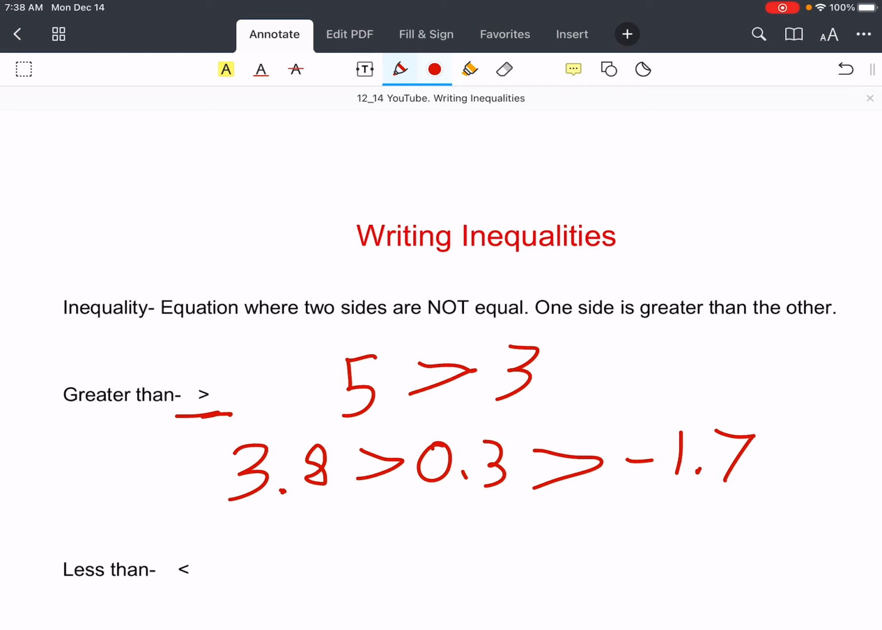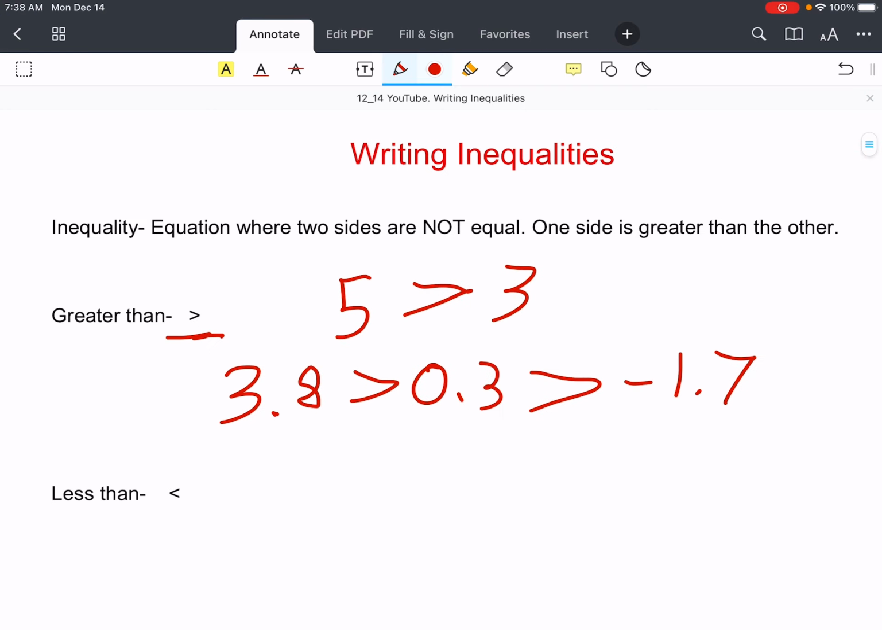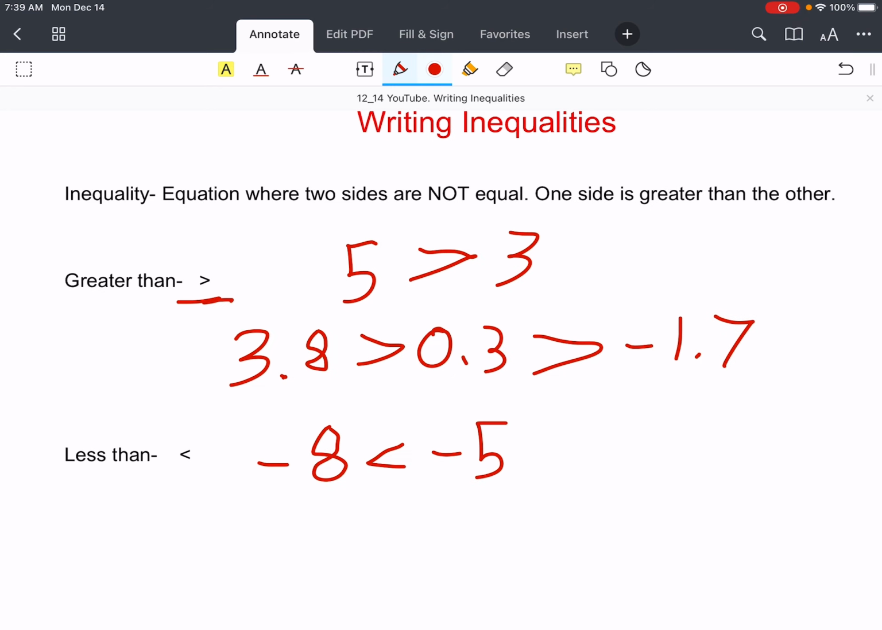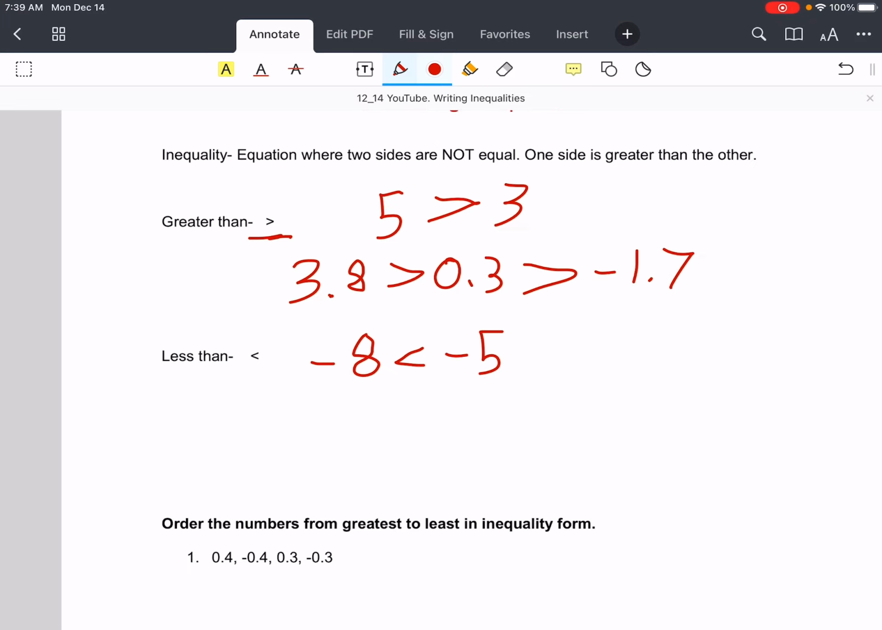The opposite of that, of course, is less than. And when we read these inequalities from left to right, that means that the smaller numbers are going to be on the left. So we could say that negative 8 is less than negative 5. And the alligator mouth is eating the negative 5. You'll have a bunch of problems to practice these situations, but it's important to know that the alligator is going to eat the bigger number, and that when we read these inequalities, we read them from left to right. So we're going to go through some examples.